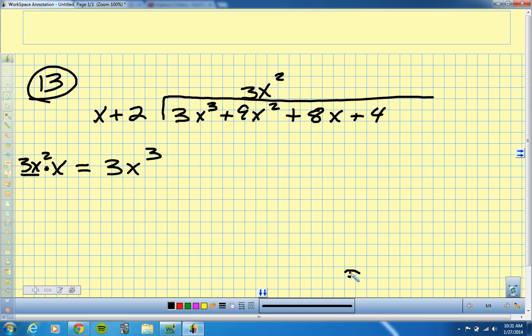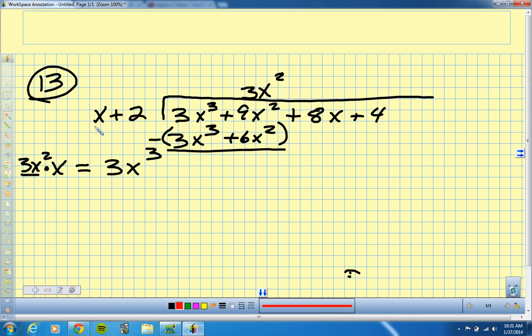So now we do 3x squared times 2, which is positive 6x squared, and 3x squared times x, which is 3x cubed. So we're going to put in parentheses. Where these two terms come from: 3x squared times 2 is positive 6x squared. 3x squared times x is 3x cubed. You're always going to do the second one first. Inside first, then outside, when you multiply from the top.